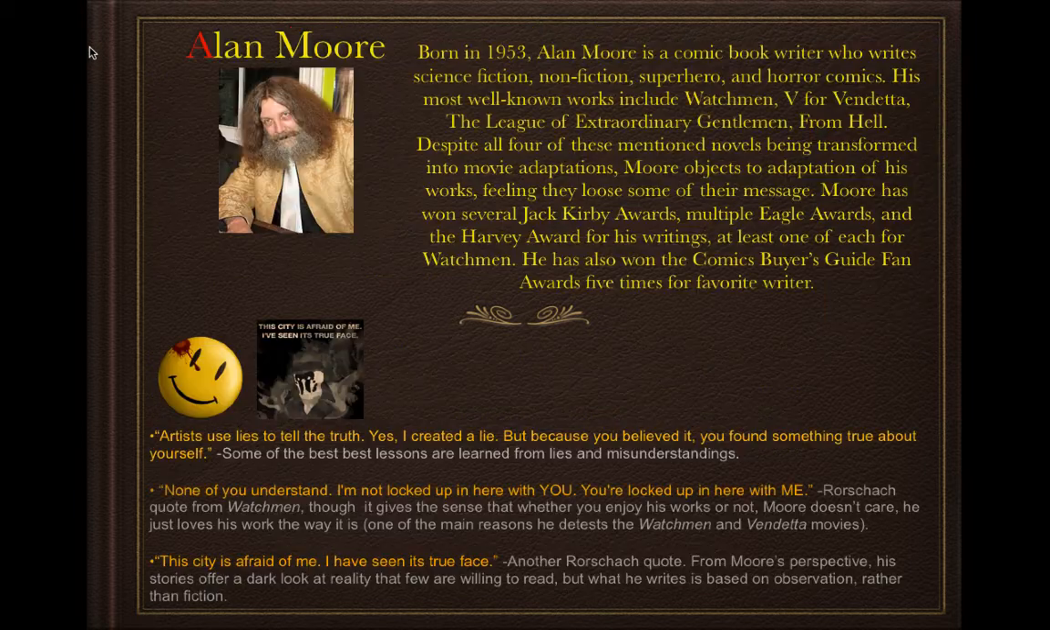The author, Alan Moore, was born in 1953, I'm sorry, I'm slipping up today, and is a comic book writer who writes science fiction, nonfiction, superhero, and horror comics. His most well-known works include Watchmen, V for Vendetta, The League of Extraordinary Gentlemen, and From Hell. All four of these mentioned novels have been transformed into movie adaptations. However, Moore objects to the adaptation of his works, feeling they lose their message.